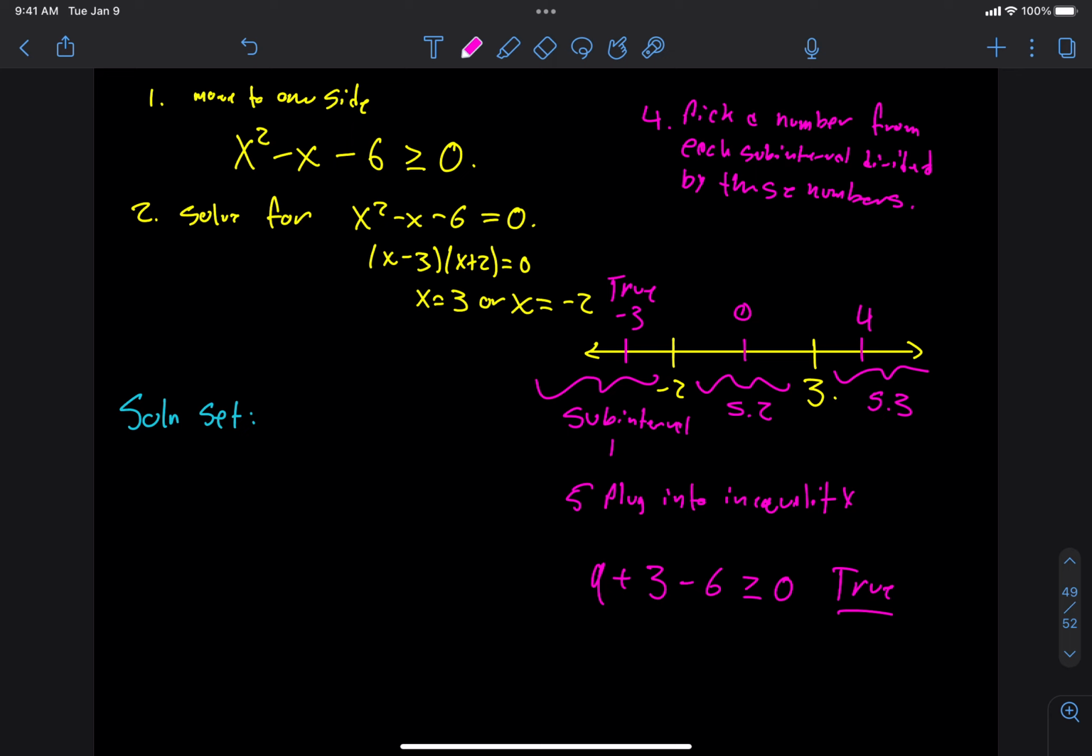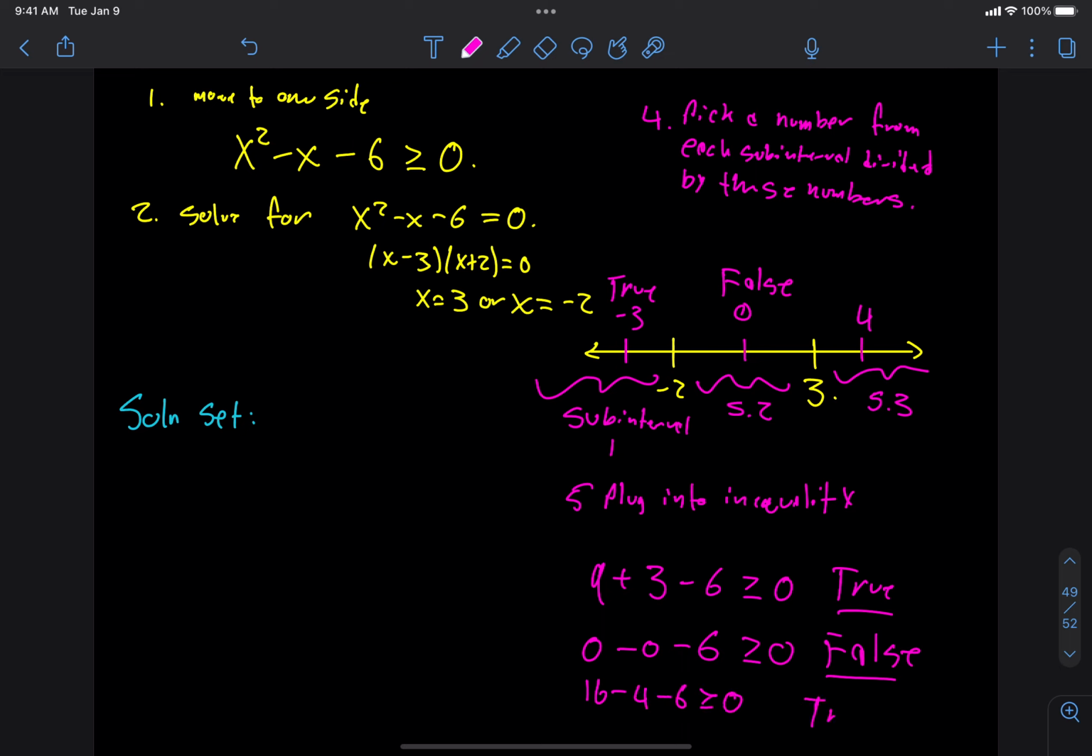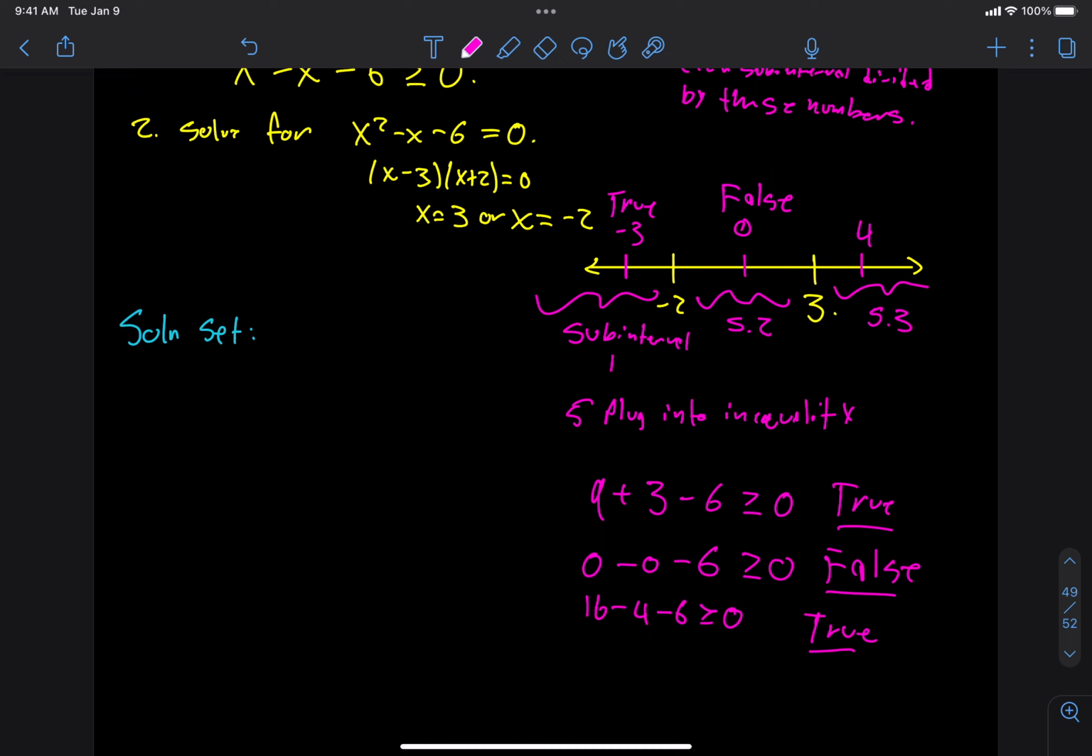Now let's try 0. If I plug in 0, I get 0 squared minus 0 minus 6 is larger than or equal to 0. True or false? False, right? Because -6 is not larger than or equal to 0. So in this subinterval, the inequality is false. And how about the last one? If I do 16 minus 4 minus 6 is larger than or equal to 0, what do we think? True. Very good. So it goes true, false, true.